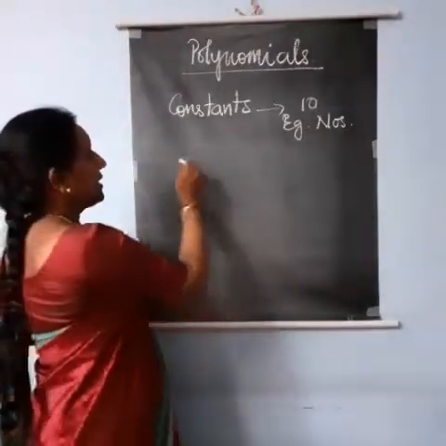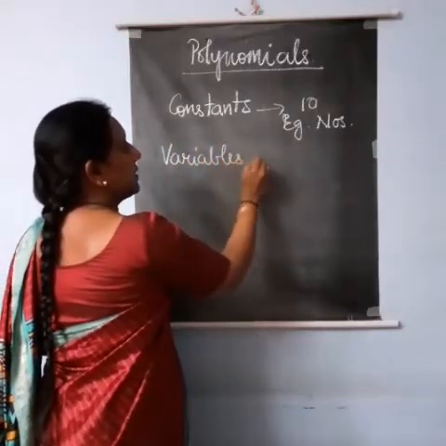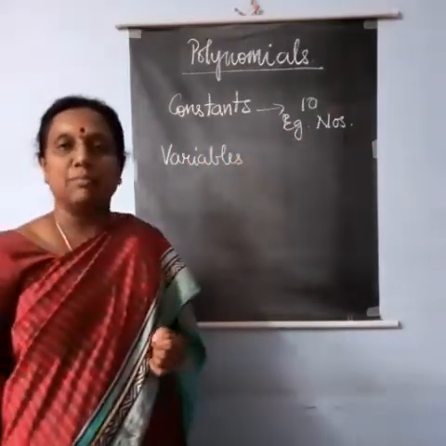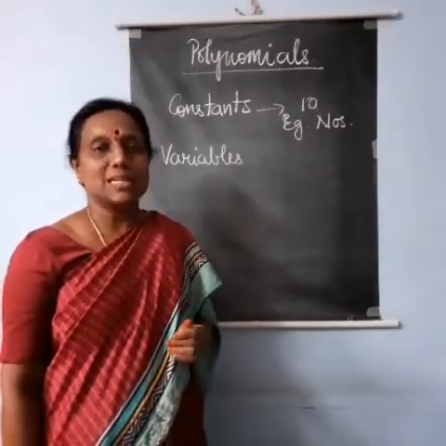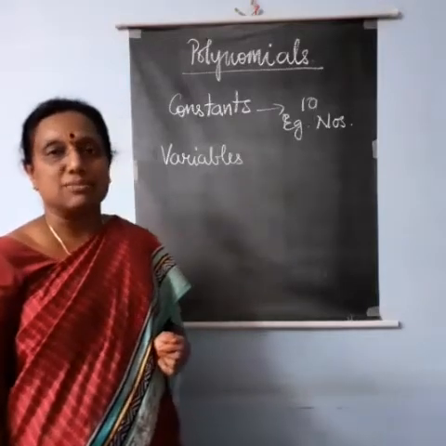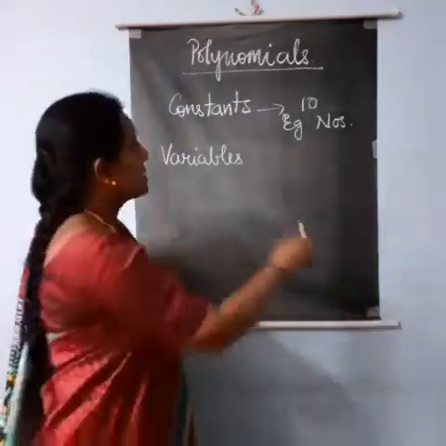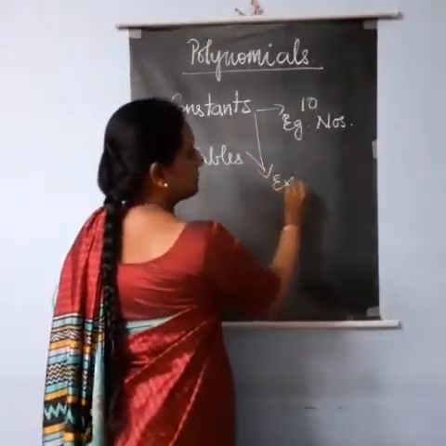Okay, then we have variables. What are variables? Variables are denoted with the help of the alphabet, and they change their values in different circumstances. Okay, they take different values in different circumstances. So, variables and constants together, they form expressions.